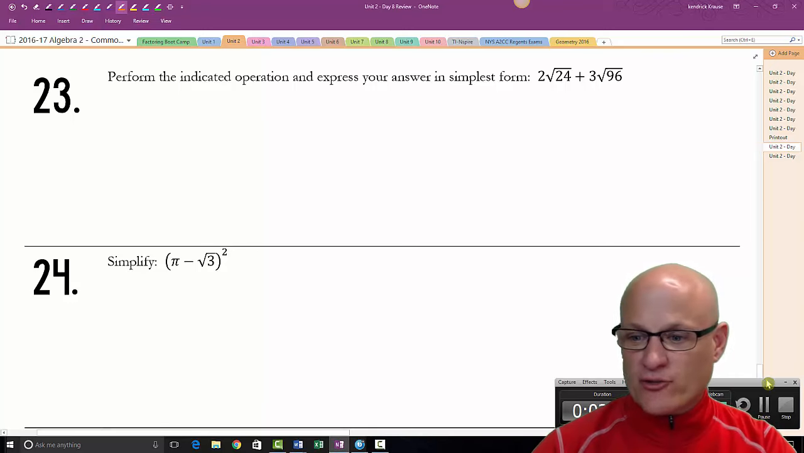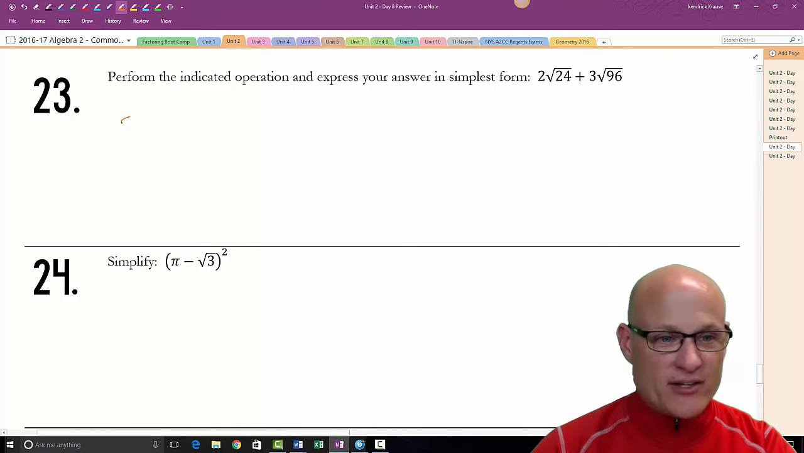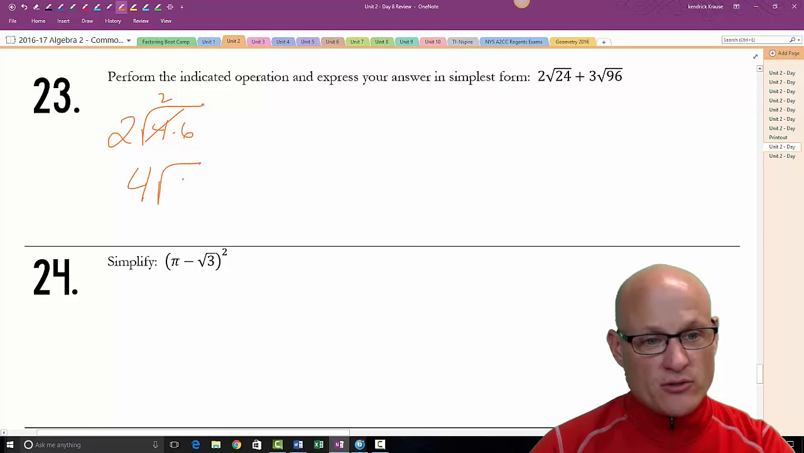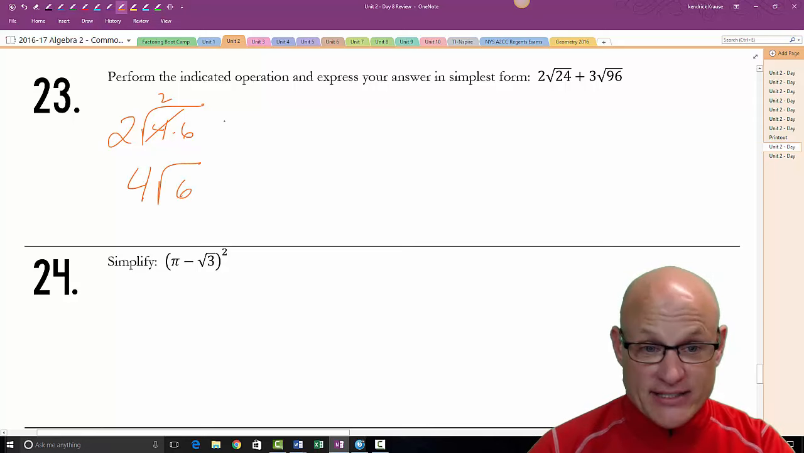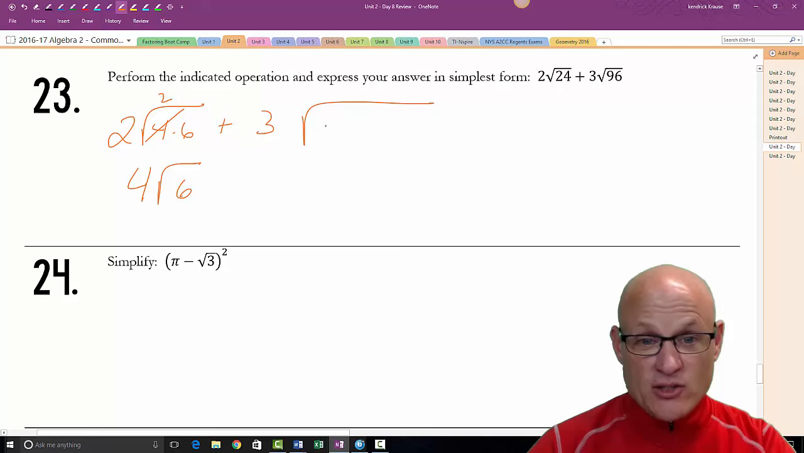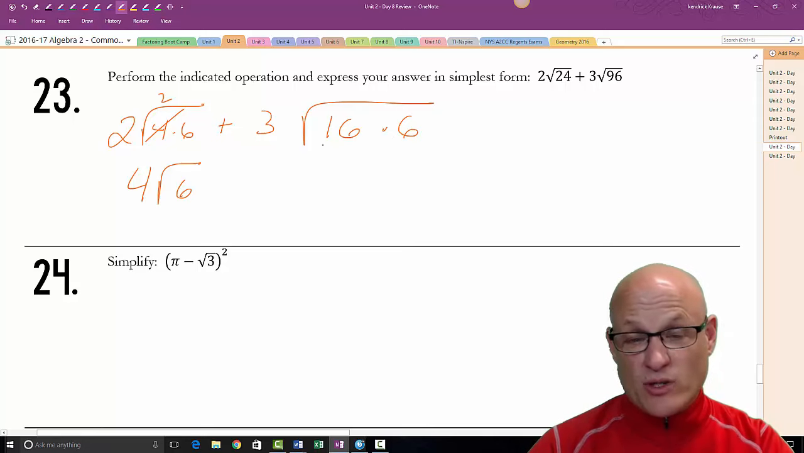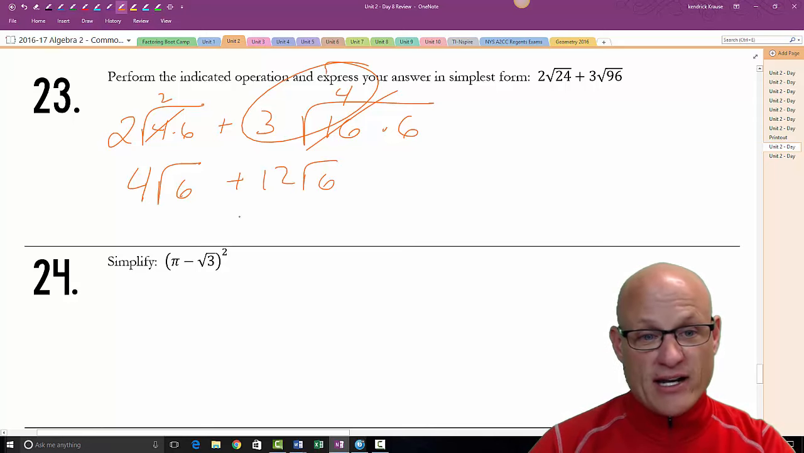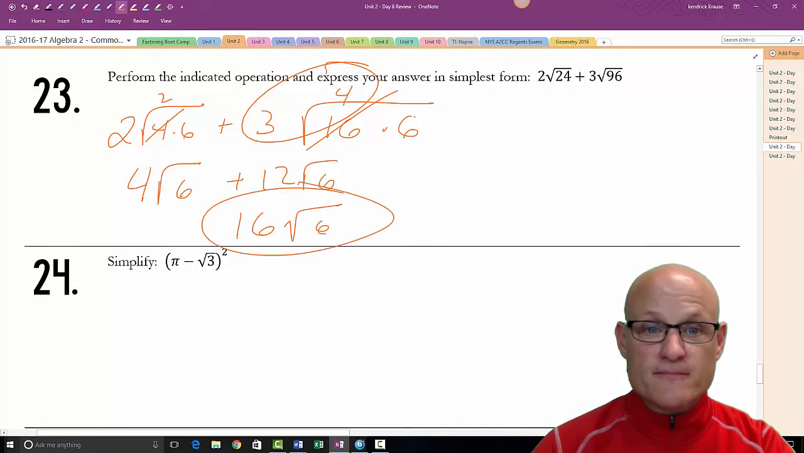Perform the indicated operation. So you can't just add these up. You've got to simplify. 4 times 6 is 24. Square root of 4 is 2. So this is 4 square root of 6. Now you've got to take 96. So 16 times 6. What's the square root of 16? 4. 12 square root of 6. So my final answer is 16 square root of 6.